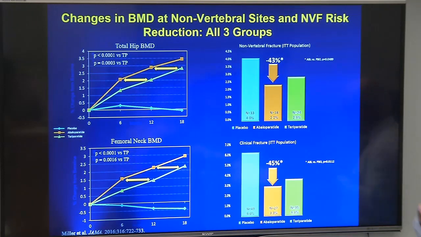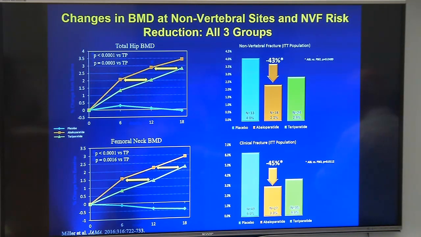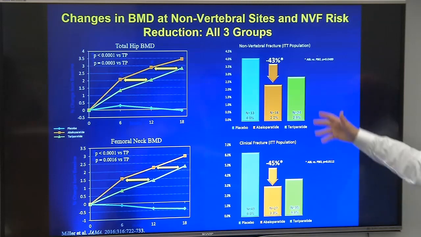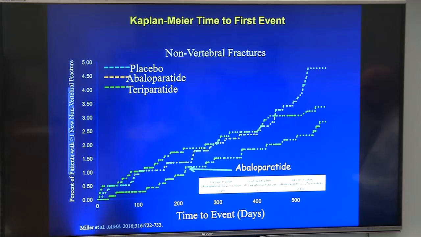And you have to be careful with the teriparatide arm because since this is open label, it's not fair to infer, although there wasn't statistical significance, to say that teriparatide didn't. And we know from the Bob Neer study, clearly teriparatide does reduce non-vertebral fractures. So I would not pay too much attention to the apparent lack of effect of teriparatide. But clearly, abaloparatide is reducing non-vertebral fractures and clinical fractures.